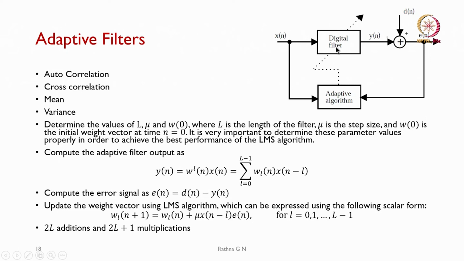These are digital filters whose weights can be adjusted based on my error function. If I know the desired signal, my output is going to be subtracted from it to minimize the error, and then adjust my weights. These are the equations we considered, and we went on to show that it needs 2L additions and 2L plus 1 multiplications to do my adaptive filter.